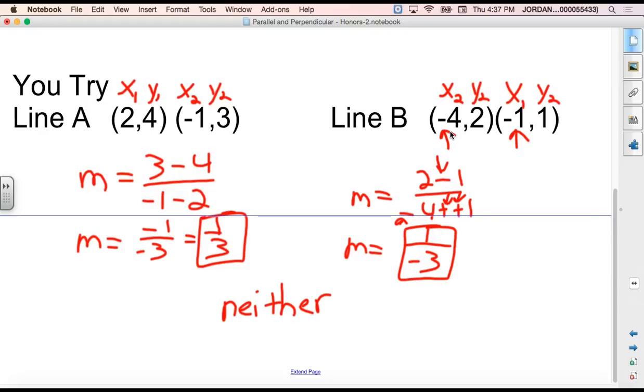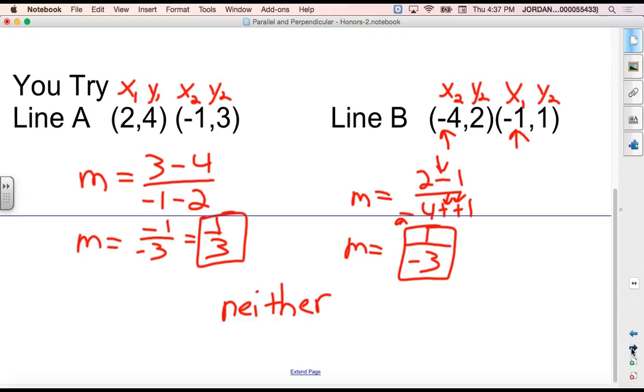So looking at these, 1/3 and negative 1/3. They're not the same. One's positive, one's negative, and they're not reciprocals. They're opposites, but they're not reciprocals. So since it's not opposite reciprocal, it's not perpendicular. Since they're not the same, it's not parallel. So this one is also neither.